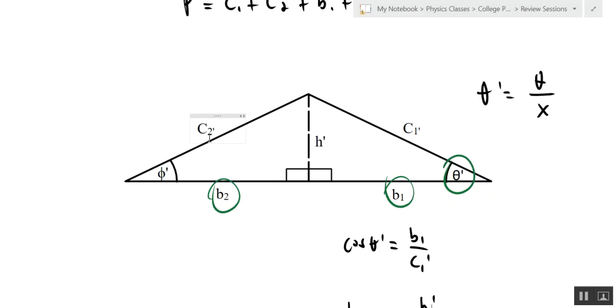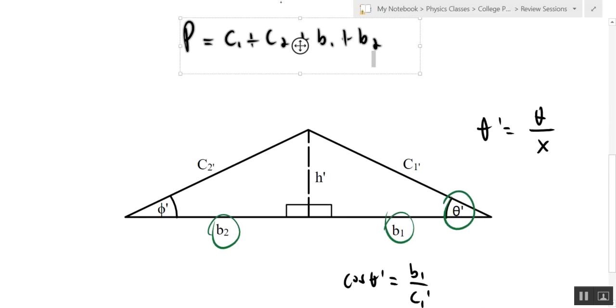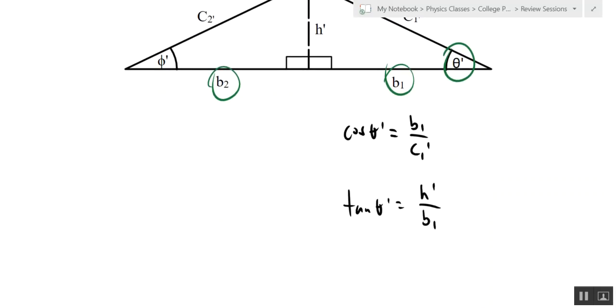And that's almost it. So once you find C1 prime and C2 prime, the new C's, you can find a new perimeter. B1 and B2 don't change from the first part. And then you just subtract the 2 perimeters, and that tells you how much bigger the first triangle is in perimeter compared to the second triangle in perimeter.